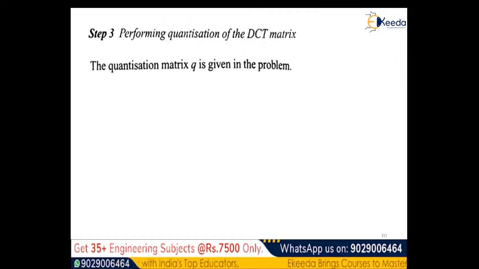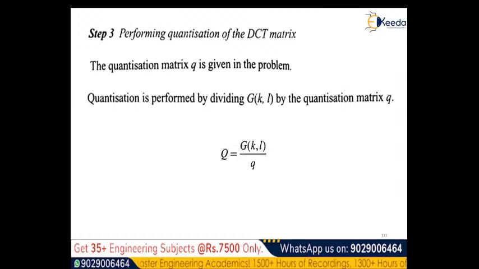That quantization matrix was denoted by the letter small q, and the quantization of the DCT matrix obtained in the previous step will be a simple one. We have to make G of k comma l divided by q. So in this relationship you see the result of the quantization of the DCT matrix will be denoted by the letter capital Q. Of course it will be in matrix form here.